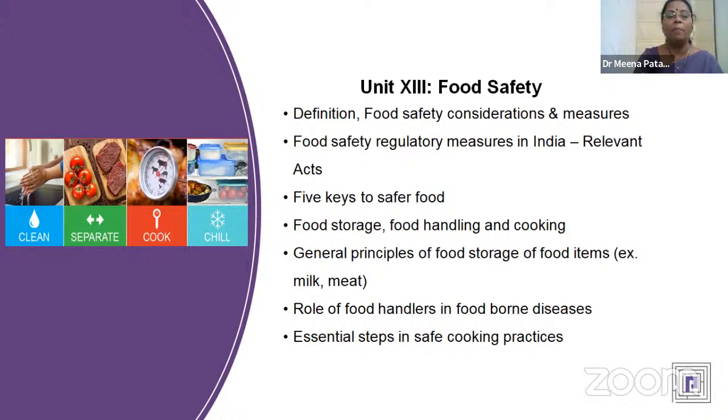So what is the impact of refrigeration and how to handle the food when we are storing in the refrigerator so that it can be safely consumed for a slightly longer period of time, and cooking. What are the safe cooking methods or handling methods? Then we cover general principles of food storage of items, example, especially the protein foods, because people don't have time. They buy milk for 3-4 packets, they put it in the fridge.